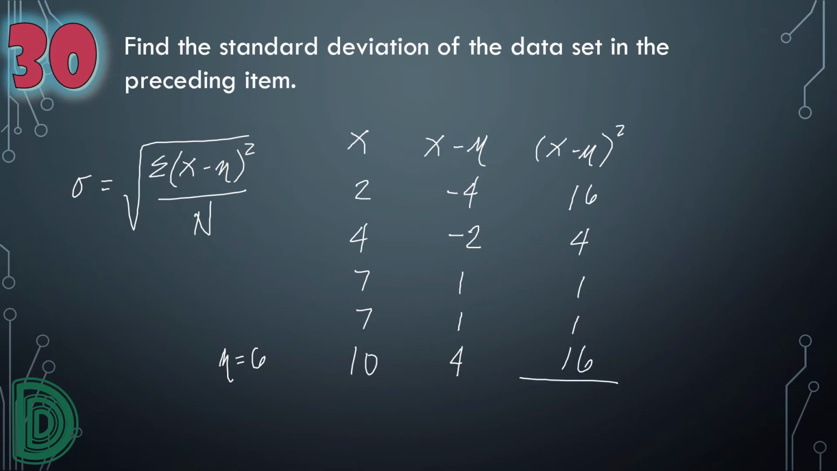The summation will be 16 plus 4 is 20. 20 plus 1, 21. Plus 1, 22. Plus 16, that is equal to 38. Hence, substituting the values to the formula, the standard deviation is equal to the square root of 38 over 5. In decimal, this is equal to 2.76.